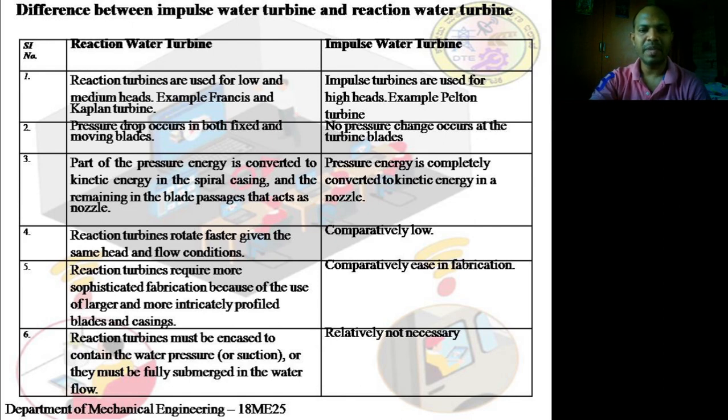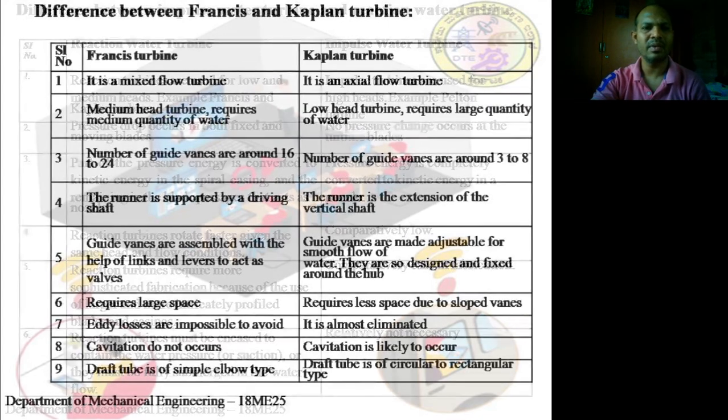Reaction turbines must be encased to contain the water pressure or suction, or they must be fully submerged in water flow, whereas this is relatively not necessary at all. And one more difference I would like to tell you: in the reaction turbine, tail race or draft tubes are mandatory because of reducing the pressure energy, whereas the impulse turbine doesn't require any draft tubes. That is one of the major advantages. Now we can increase the points, but the major ones have been given here.